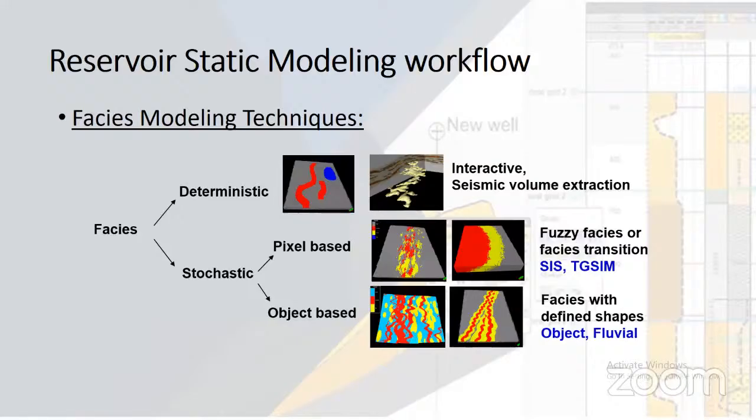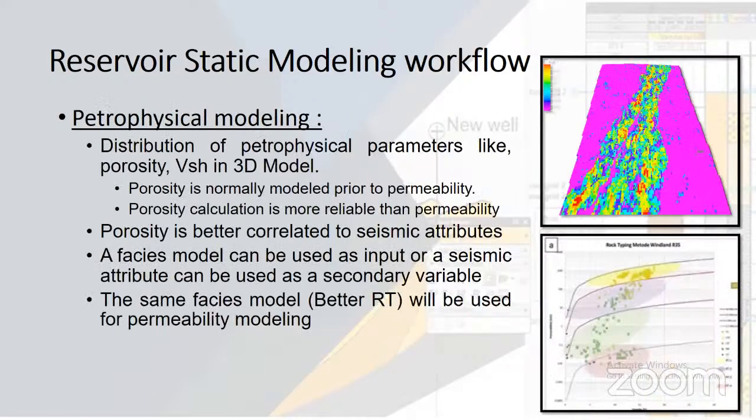Stochastic means that you will use some statistical algorithms, like sequential Gaussian simulation, truncated Gaussian simulation, and so on, to predict the distribution of properties or the distribution of facies between two wells at which you know the facies types. Okay, so that is for the facies modeling.